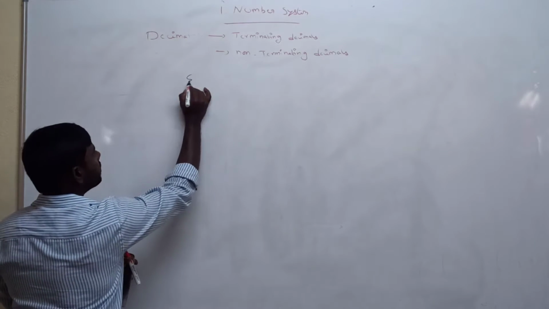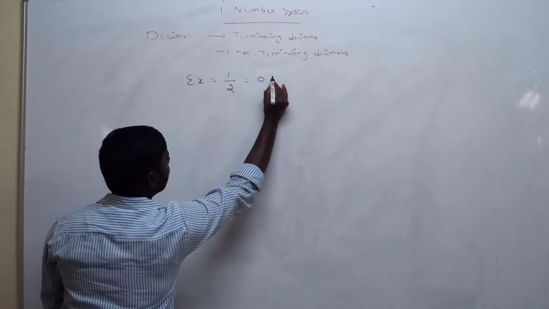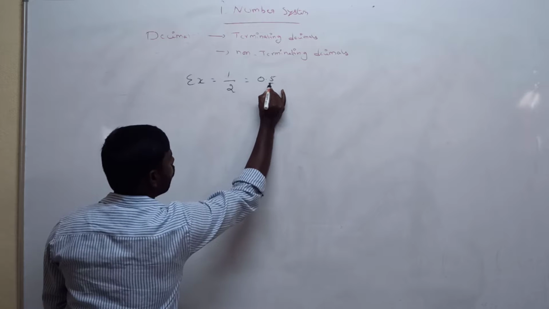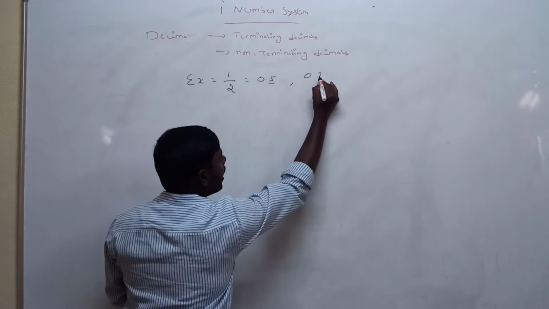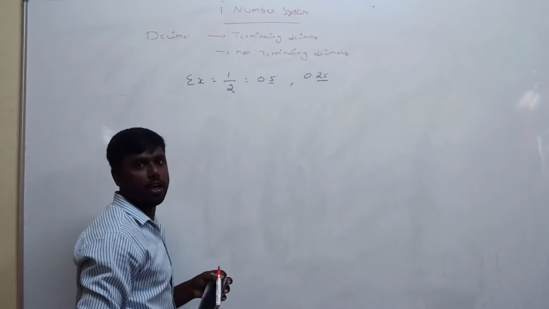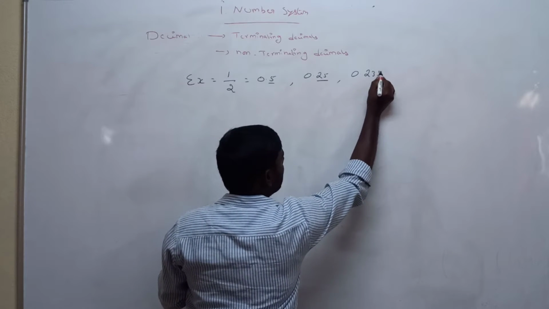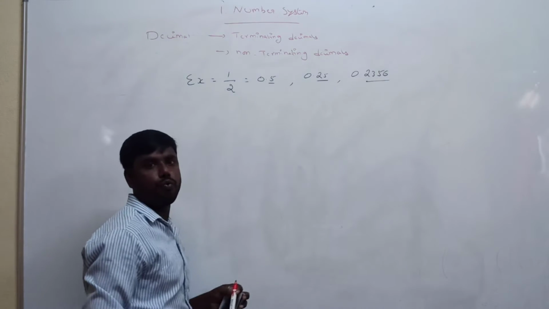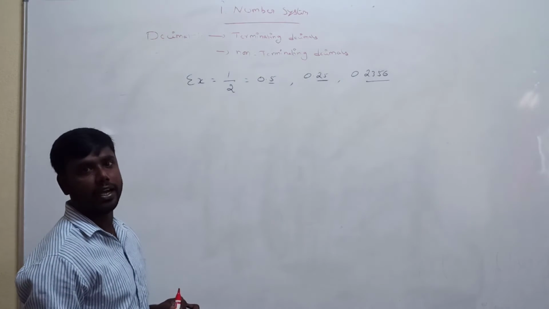An example is 1 by 2, which is 0.5. After the decimal point there is only one number, so it is finite. Another number is 0.25. After the decimal point only two numbers are there, so it is finite. Another example is 2.356. Only a finite number of places, so it is called a terminating decimal.